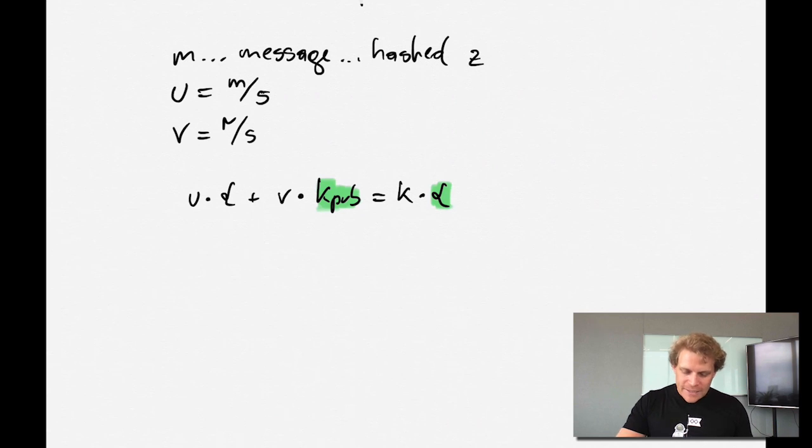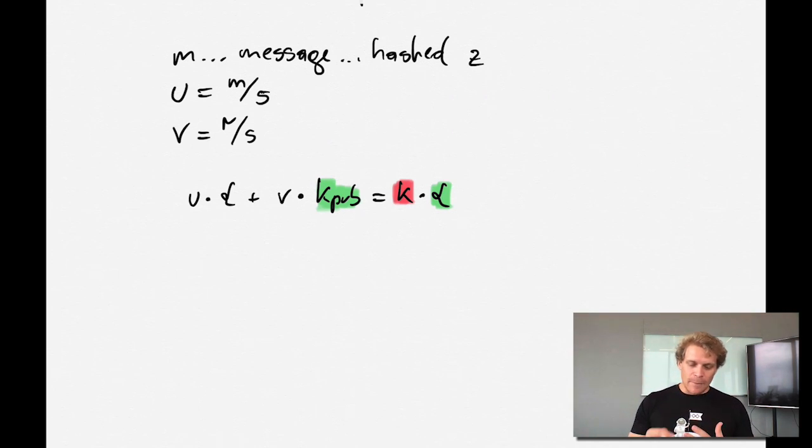What we see from here is K is not publicly known. Obviously, that's very, very important. V is something we need to figure out because V is R over S and U equals M over S. So it would be good to find a U and a V so that I can get this other point.